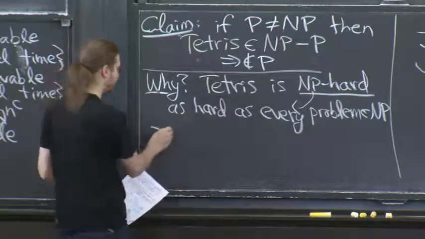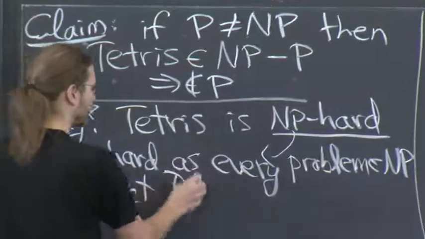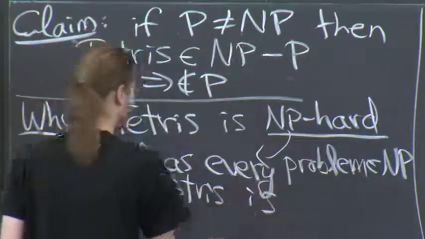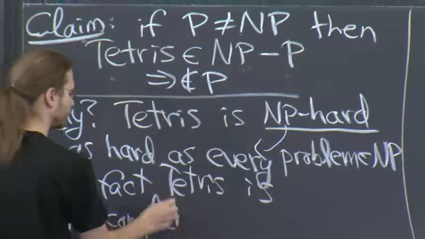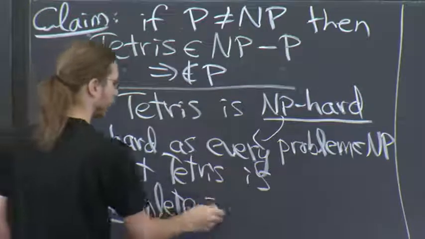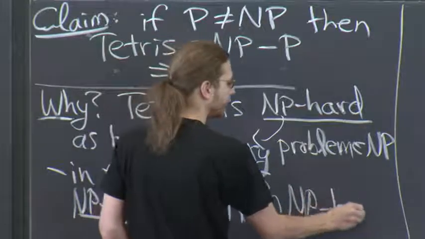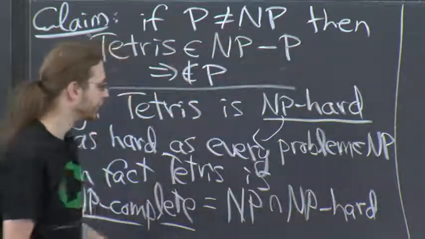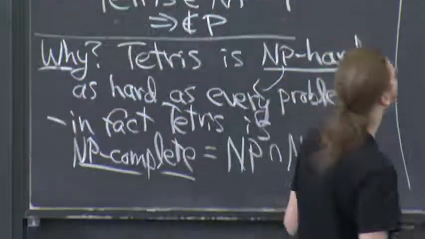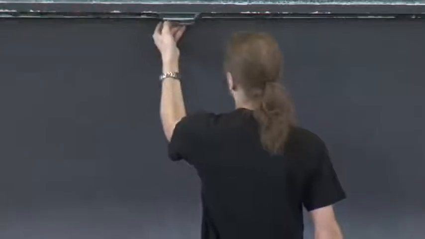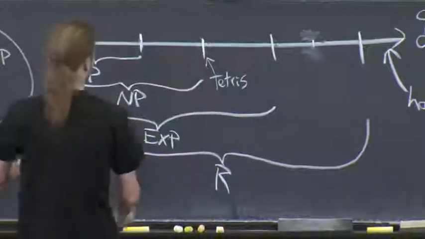OK, just to get some terminology, what is this NP-complete business? Tetris is NP-complete. Which means two things. One is that it's NP hard, and the other is that it's in NP. So if you think of the intersection, NP intersect NP hard, that's NP-complete. Let me draw on the picture here what this means. So I'm going to draw it on the top.